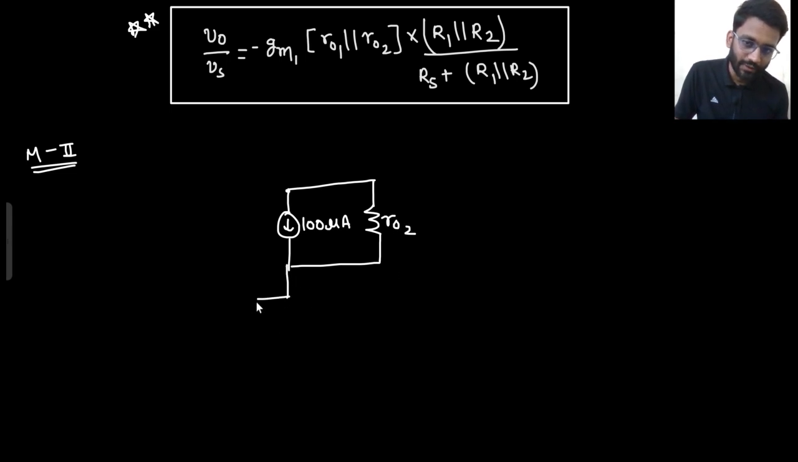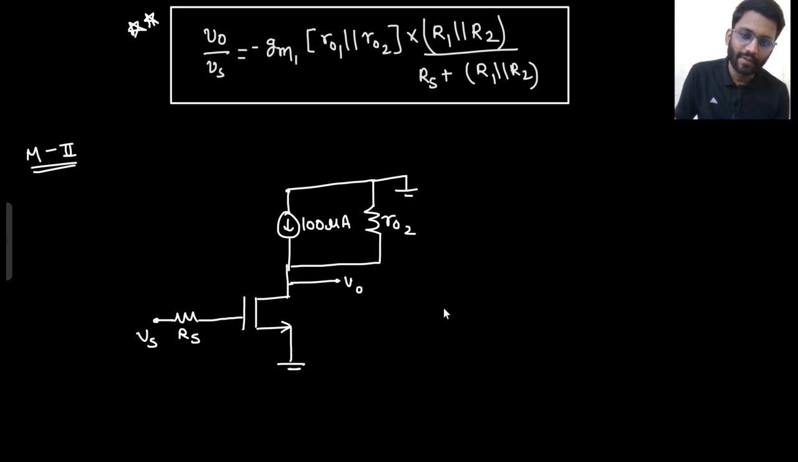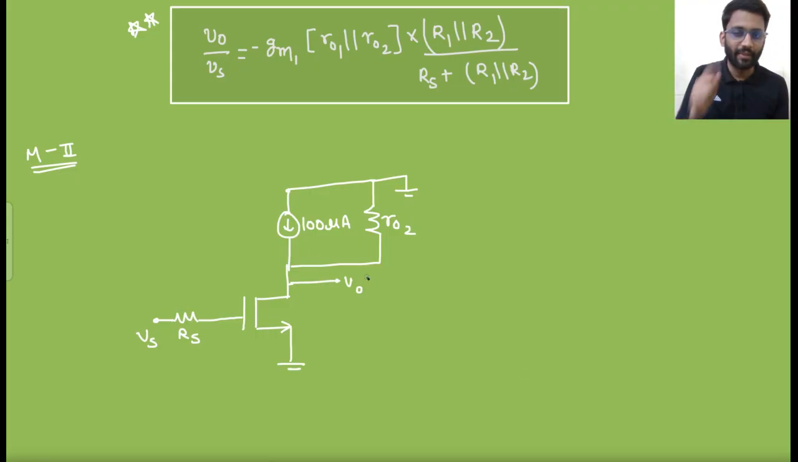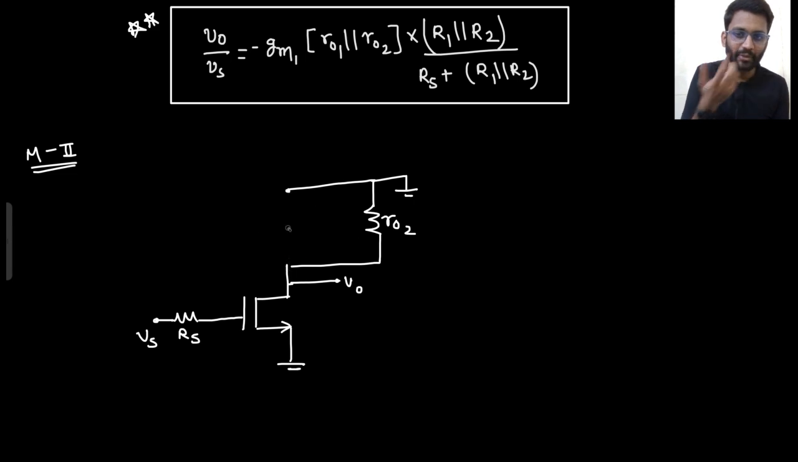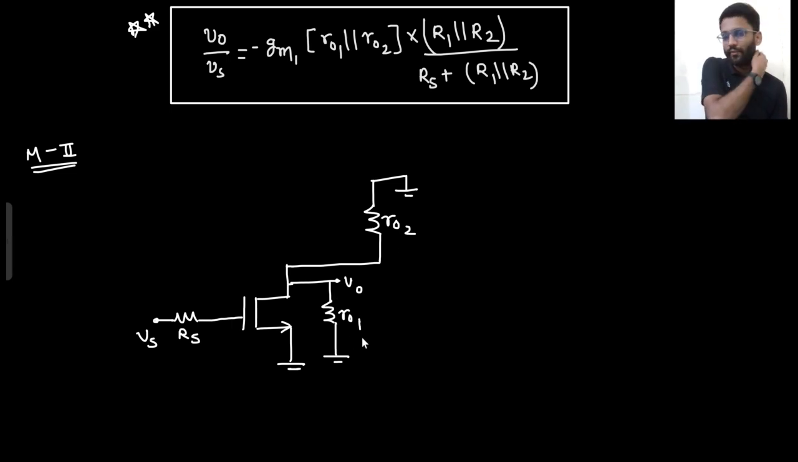And then you are having a common source amplifier. This is Vs, this is Rs, this is V0, and this is grounded. If you are doing the small signal analysis, then this 100 microampere current source will also be gone. Why will it be gone? Because this is a DC current source. From V0 to ground, you only see R02 resistance, right? And from here you see R01 resistance. So simply your circuit is replaced with, from V0 to ground, R01 parallel with R02, right?